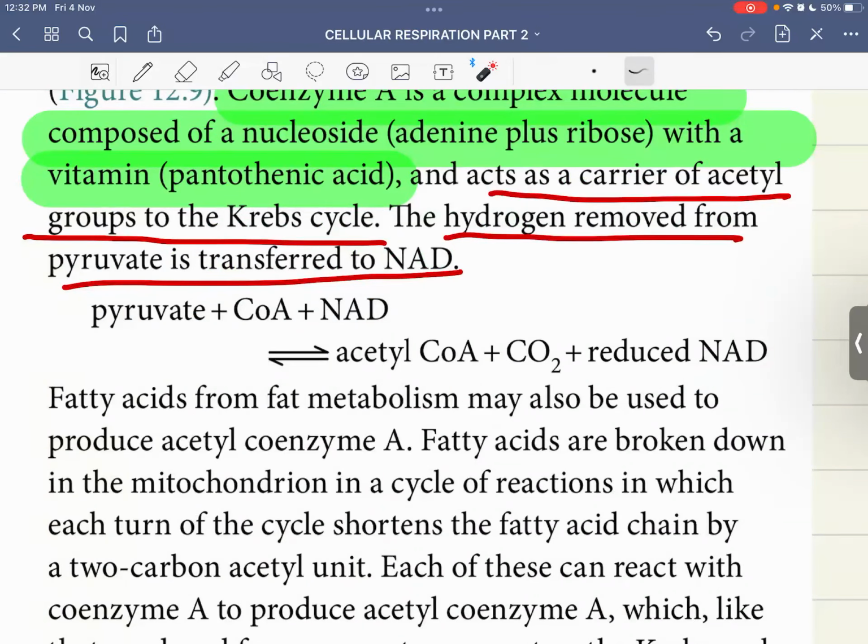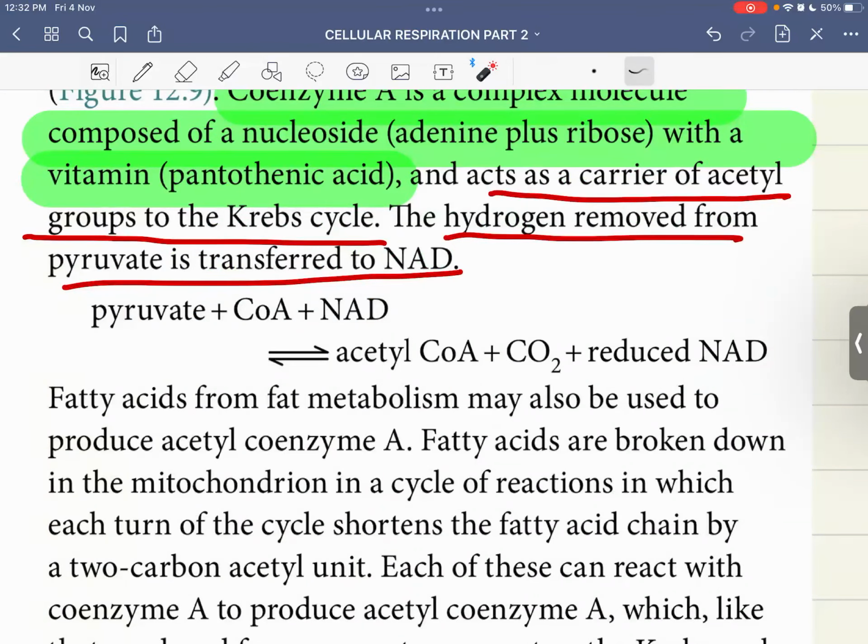Just remember it this way: it's not only glucose whose oxidation is happening in our body. Fatty acid oxidation also takes place. When fatty acid oxidation happens, at a certain point acetyl coenzyme A is formed in that as well. We will not go into detail because that's not a part of your syllabus. Just this much information is enough.